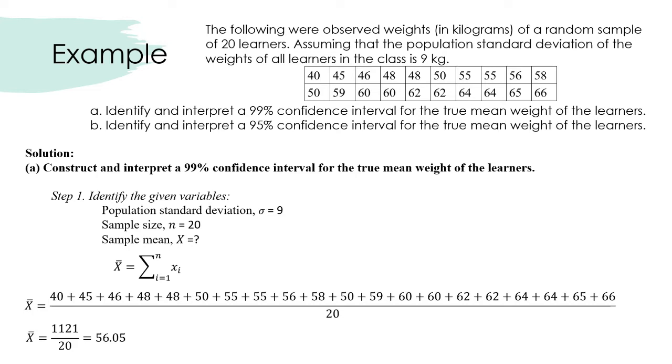We have step 1. Identify the given variables. We have the population standard deviation, that is the sigma, that is 9. We have the sample size, that is n, that is equal to 20. And the sample mean, that is x bar. We don't know our x bar. We must solve for the sample mean since it is not found in the given variables, using the sample mean formula of ungrouped data.